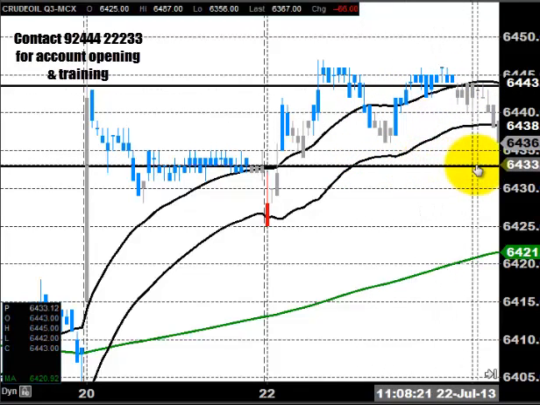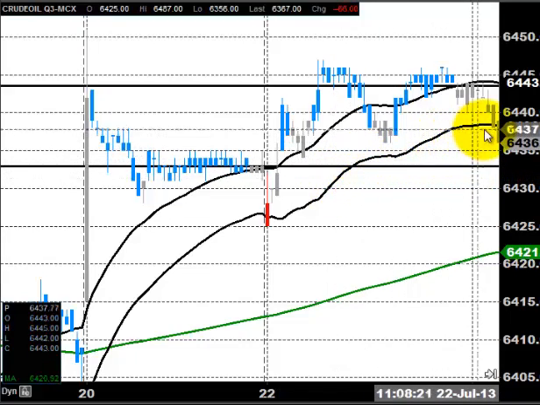You can see our stop loss is here. But a few clients have asked me if you can trail your stop loss based on the lower band.